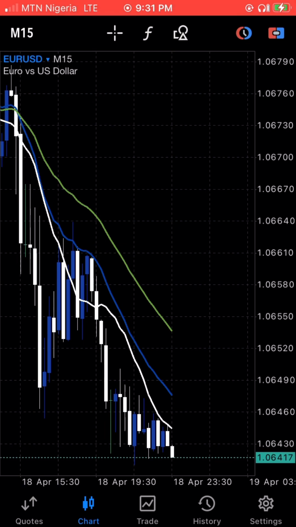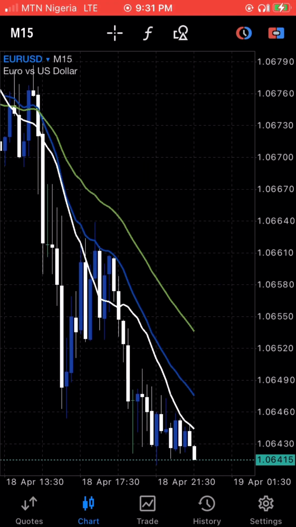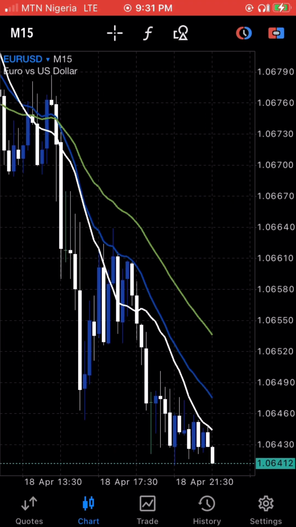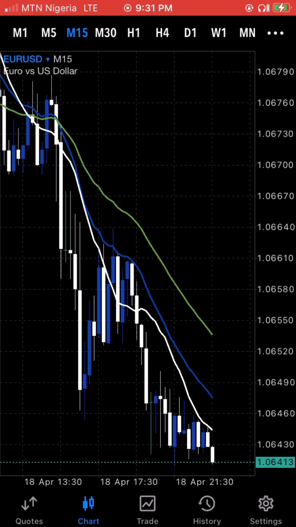But Euro USD is the best pair for scalping, the best scalping pair. So that's why I'm using it on Euro USD. All right, let's move ahead, and I'll show you.